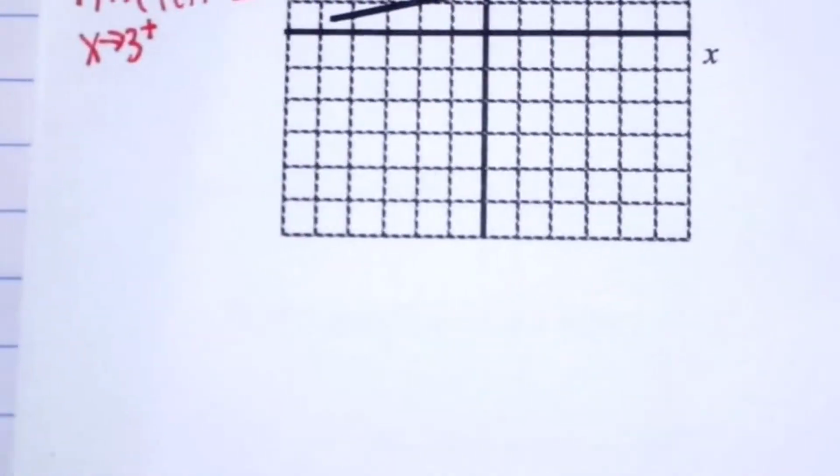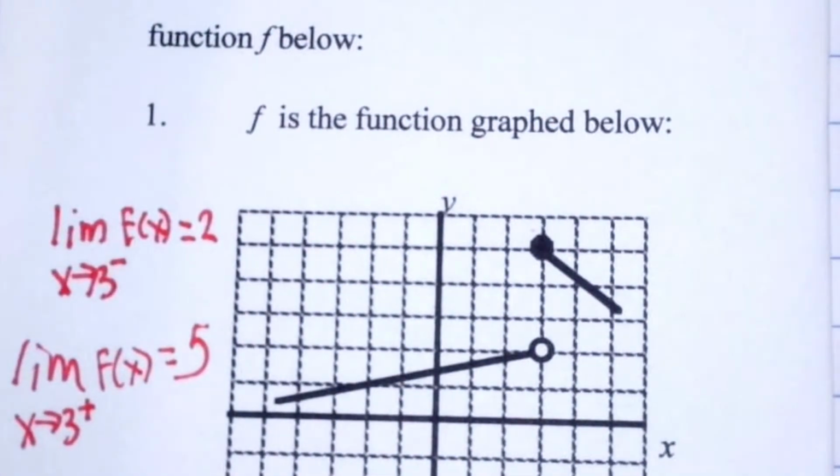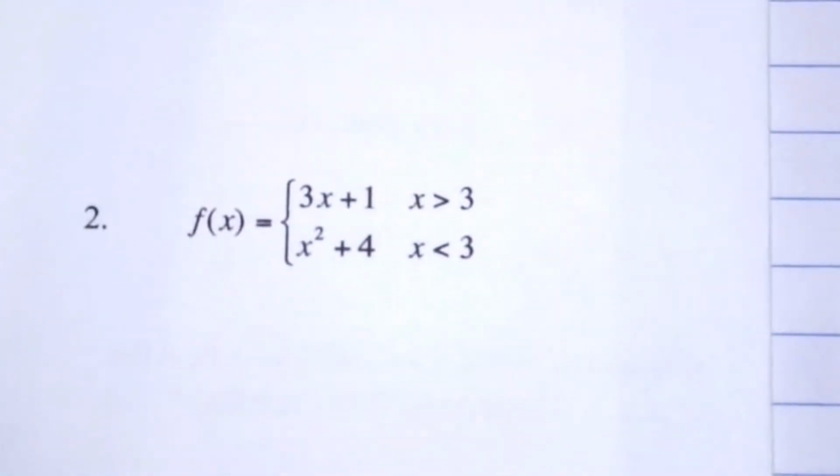Now here is one that we're going to need to look at analytically. You've got f of x defined to be 3x plus 1 for x bigger than 3, and x squared plus 4 for x less than 3. So this is what we call a piecewise defined function. The definition for the function is different depending on which values of x you're talking about.